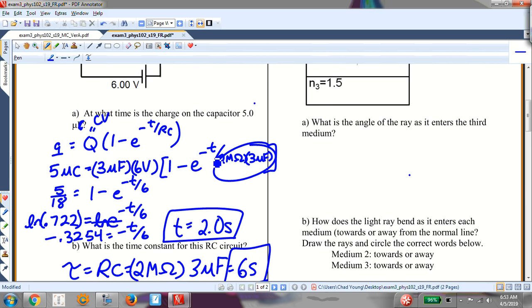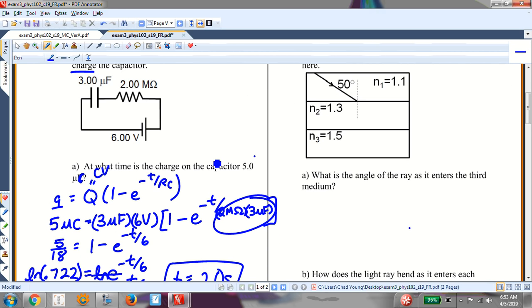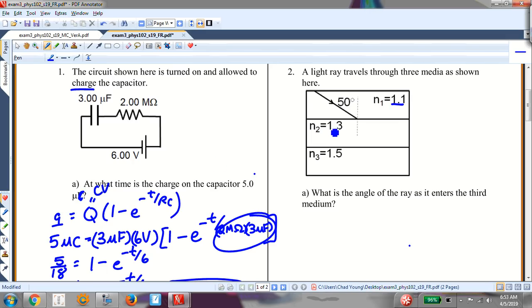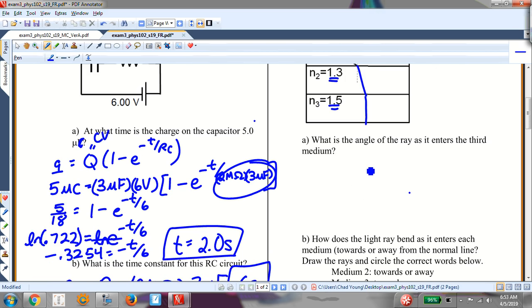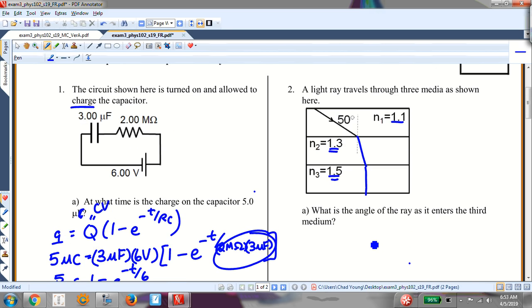All right, number 2, here I have light traveling through 3 media as shown here. I want to know what is the angle, and then how does the light ray bend? Well, I'm going from a low to a high, and then from a low to a high. So each time I'm going to be bending towards the normal. It might be hard to show, so I want you also to circle the words there. And I want to know what is the angle here.